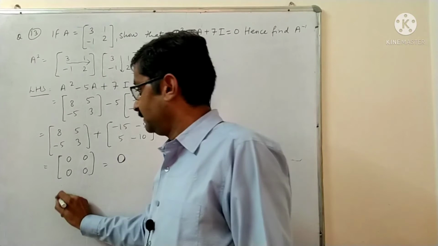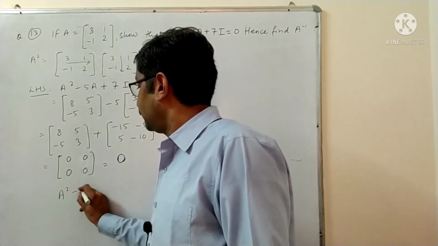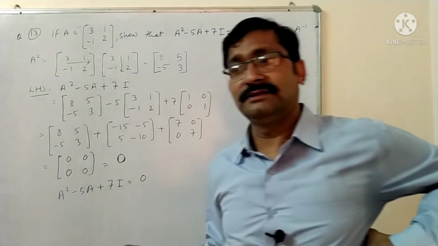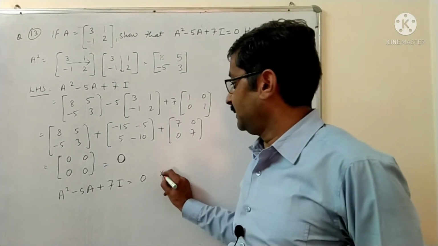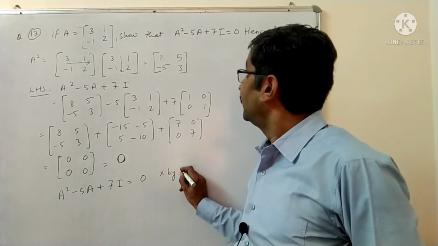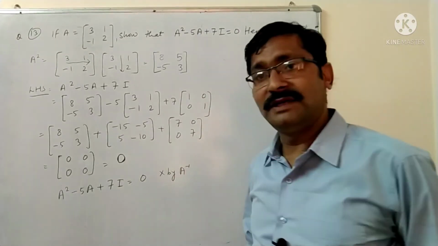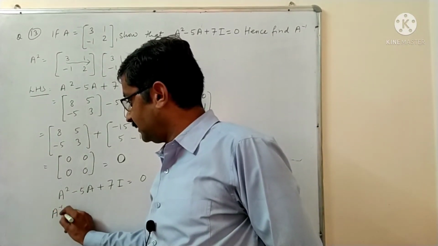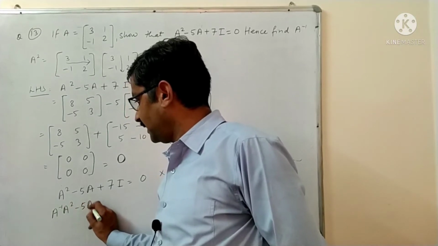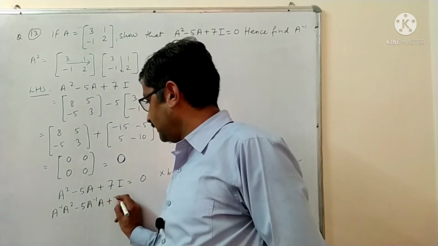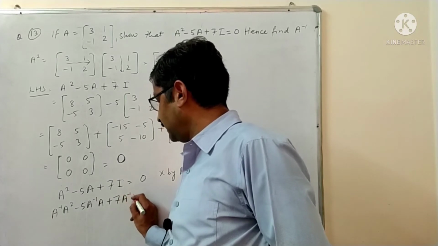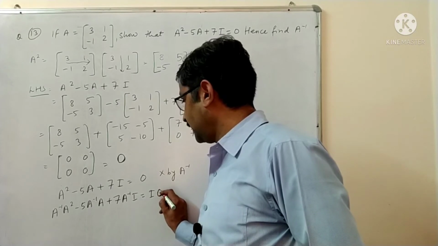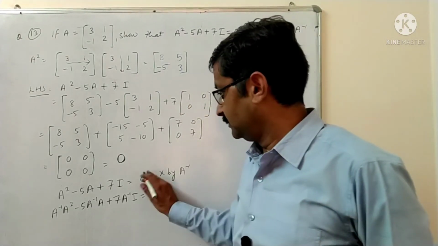How can we find it here? First we write A square minus 5A plus 7I equals 0, or O you can write. Okay. And now this you multiply by A inverse. Every step you have to multiply by A inverse. What do you get? A inverse into A square minus 5 A inverse into A plus 7 A inverse into I equals A inverse into O. This is the O.